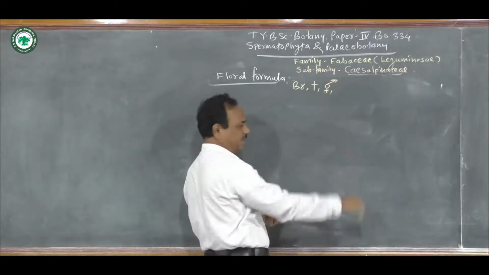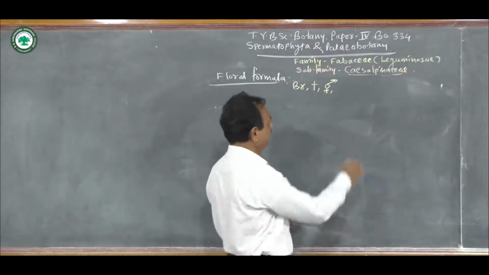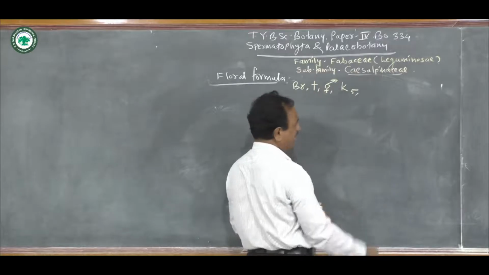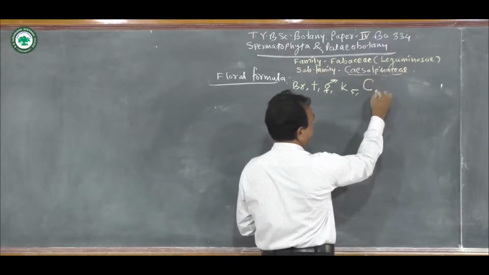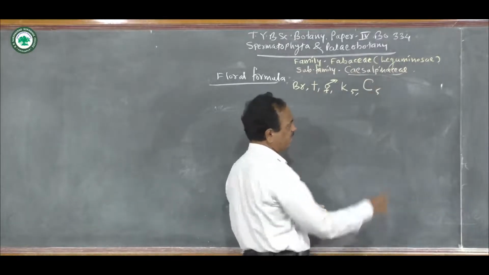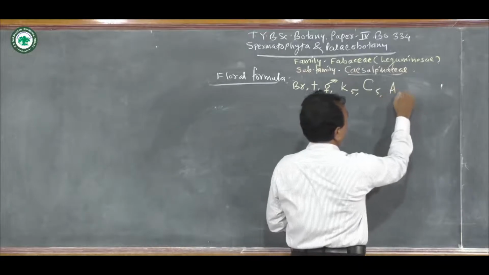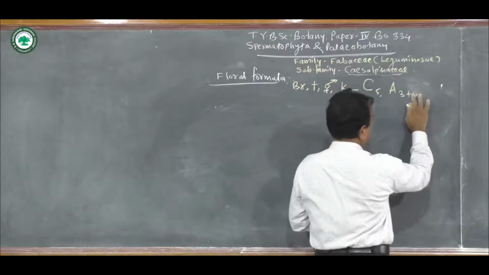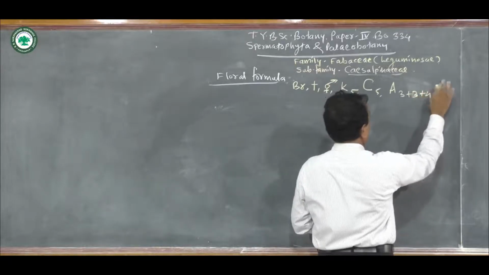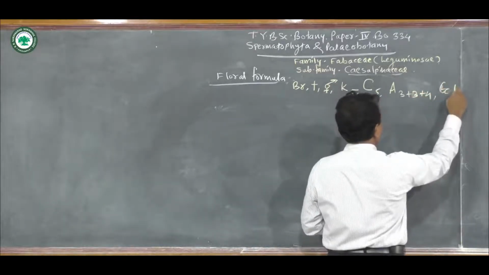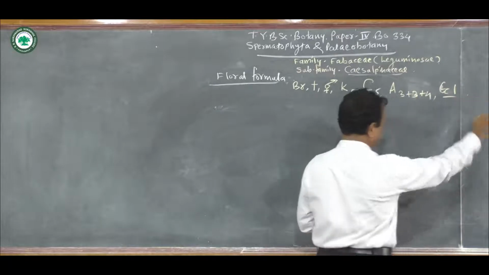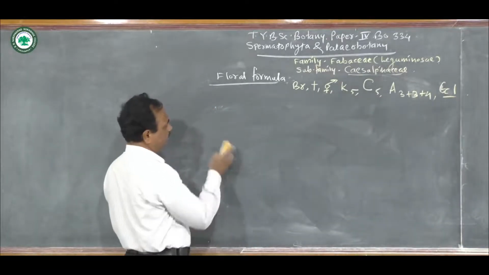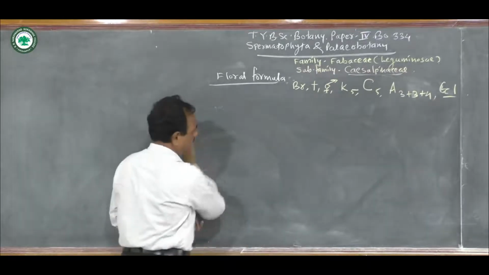Both androecium and gynoecium are present, so it is bisexual. Calyx shows the presence of sepals, 5, they are free. Corolla, petals, they are 5, they are free. Androecium 3 plus 4. And if you see the gynoecium, it consists of 1 carpel, and there is the presence of a superior ovary. So this is about the floral formula.